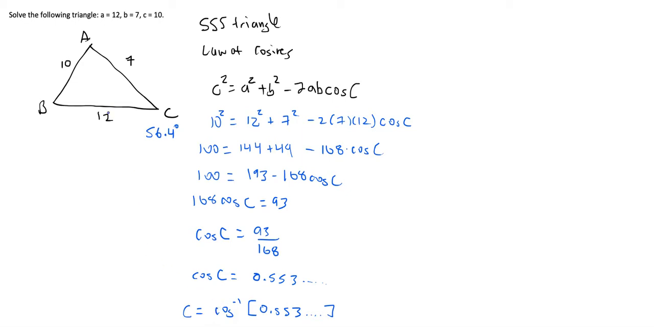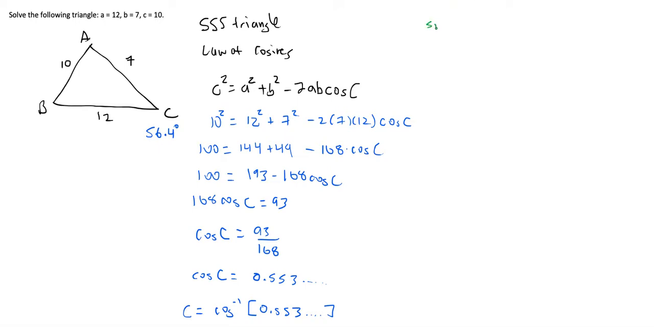So that's good. Now we have the value of angle C. We still need to find the values of angle A and angle B. There are two ways to do this. You can use the law of cosines again to find angle A, or we can just use the law of sines, which is the most common approach.